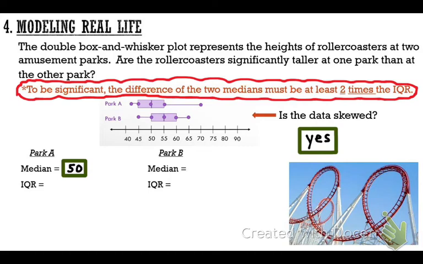Park B, Busch Gardens. Amira, what's the median for that park? 55. Okay, 55 feet. Now let's focus on the IQR.